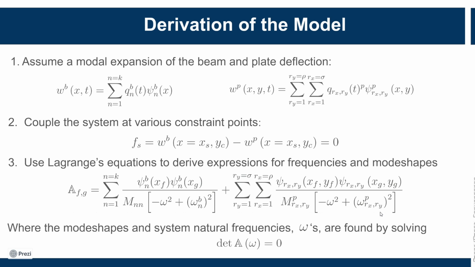To find the values of the natural frequencies of the beam plate system, we will need to take the determinant of this matrix and find its roots. Once we have the roots, which are the natural frequencies, we can plug them back into the matrix to find the mode-shaped eigenvectors of the coupled system.